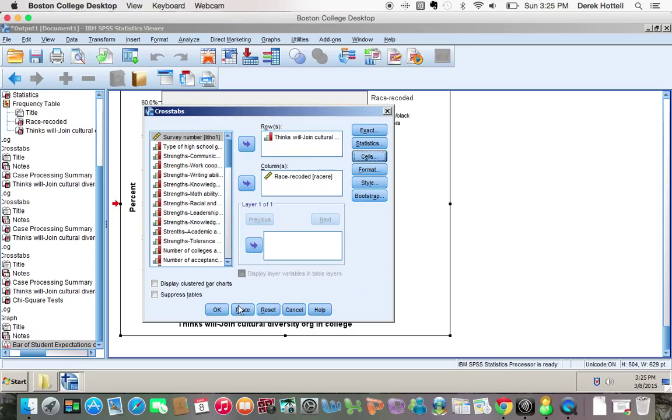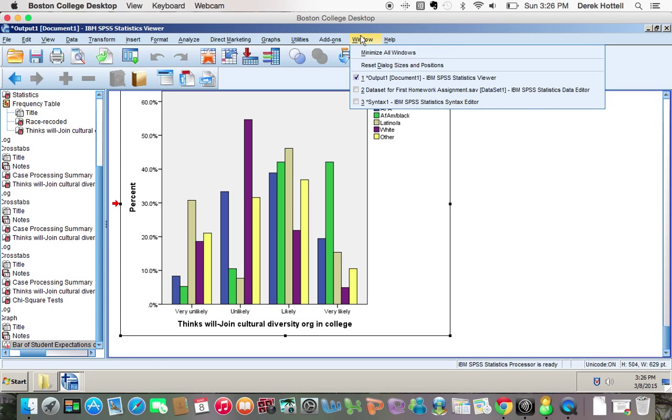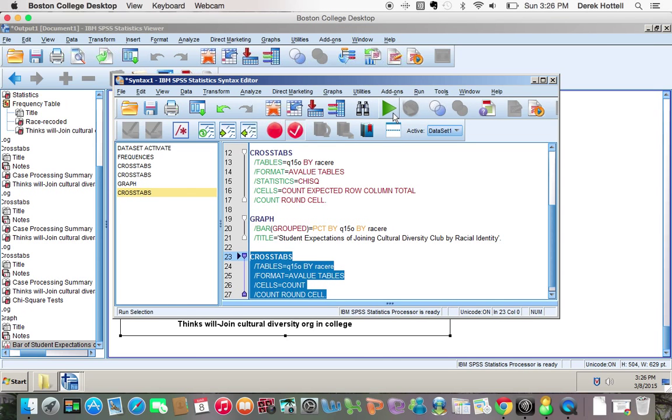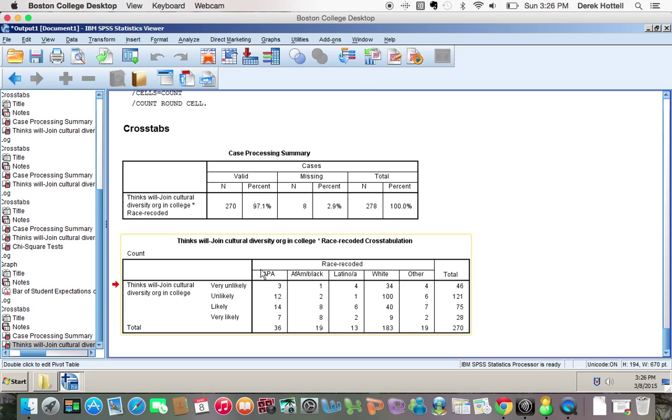So click Continue. We'll click Paste. We'll then open up our syntax window. We will highlight that operation and click the green play arrow to run it. Okay, and that's going to bring up a super slimmed down crosstabs table here for us. Now, just click on that to highlight it, and I'm going to copy it. I'm using a Mac, so it's going to be Command C on a Mac. It would be Control C on a PC.